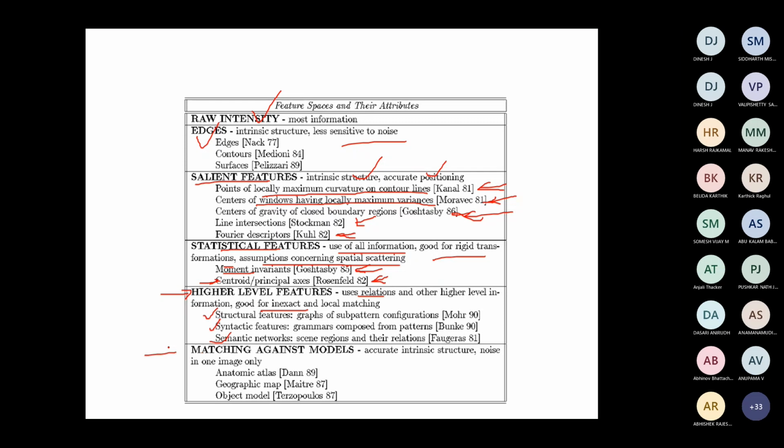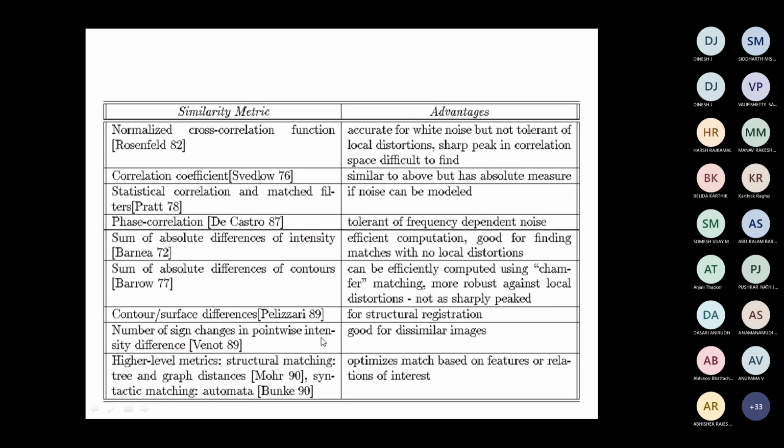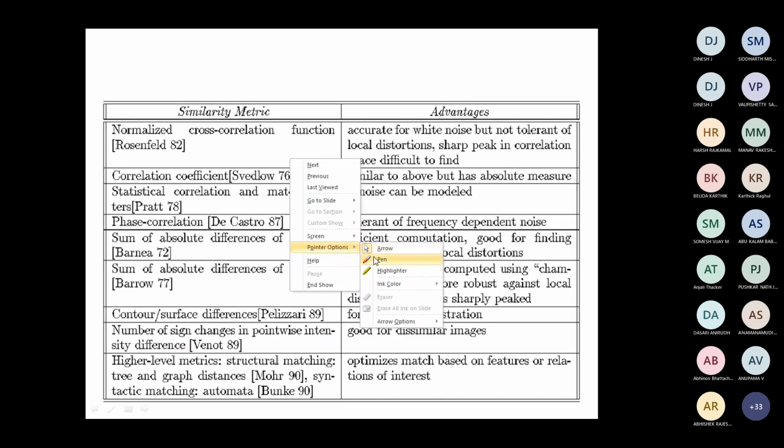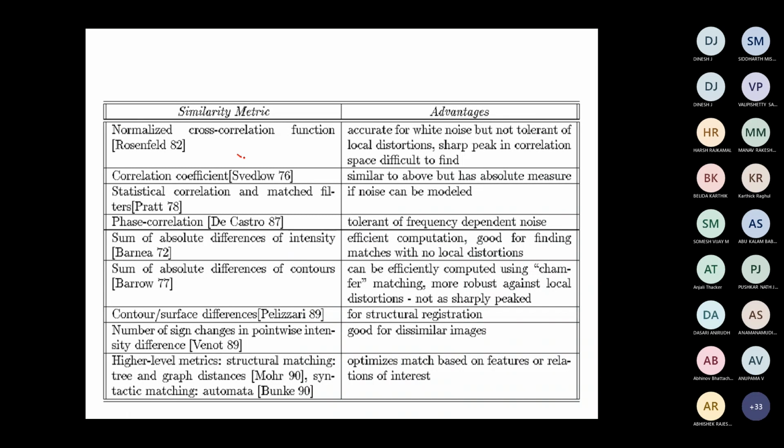And matching against models. Here we need accurate intrinsic structure, and we will consider noise in one image only. These are the works that have been done in this area: anatomic atlas, geographic map, and object map. Then, similarity metric: the normalized cross correlation function was used in 82 by Rosenfeld. It is accurate for white noise, but not tolerant of local distortion. So a sharp peak in correlation space is difficult to find.